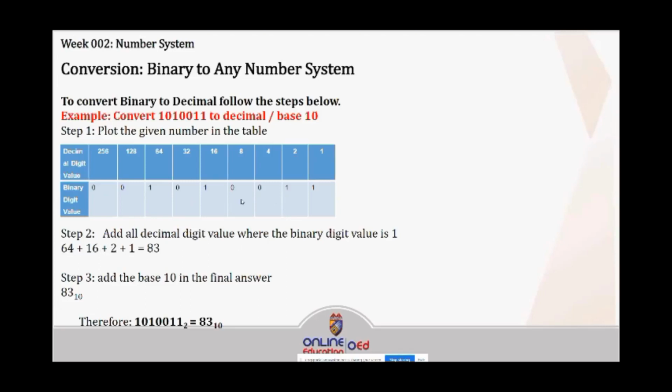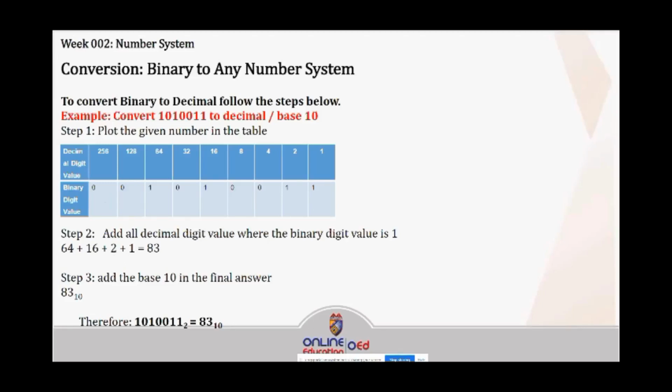These are zeros, so disregard the 0. Here, we have 1 for 16, then copy the 16 here. This is 0, so disregard. So we have 1 for 64, that's why we have 64 here. This is 0 now, and then 0, so reject these two. So we have 64, 16, 2, and 1. If you're going to add it up, 64 plus 16 is 80, plus 2 plus 1, it's 83.